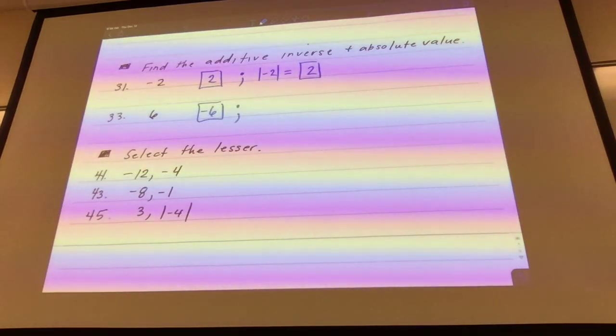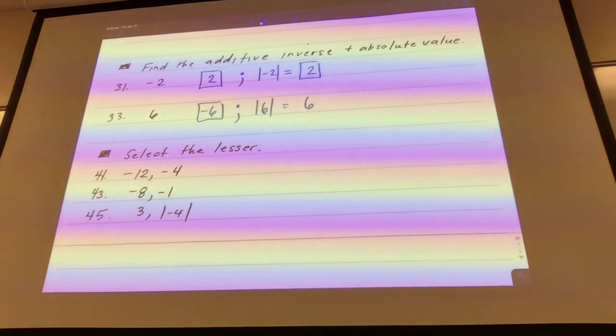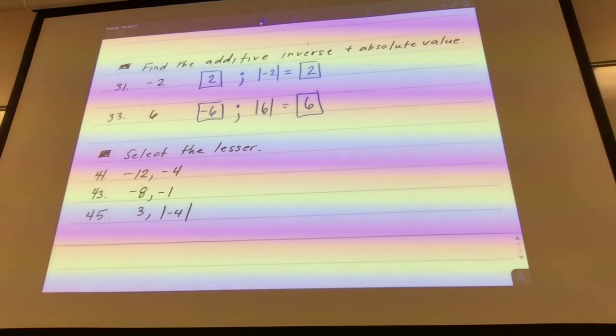Our second question is, what's the absolute value? That means what's the distance from 0 on the number line to 6? How many units? 6. What do we know about absolute value? Always, always, always positive because it's talking about distance. So, good.